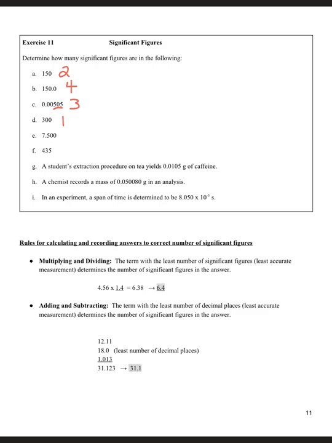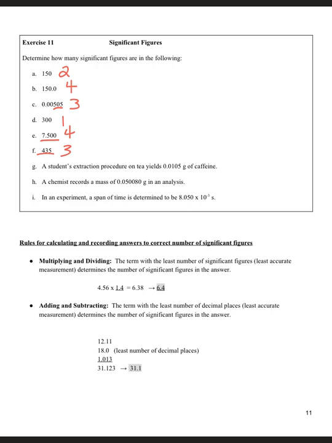And then 7.500, there's a decimal place present. I would start counting at the 7 and keep counting. So there are 4 significant there. In letter F, it's absent. I would start at the end and count, but all of them are significant, so that one would be 3.